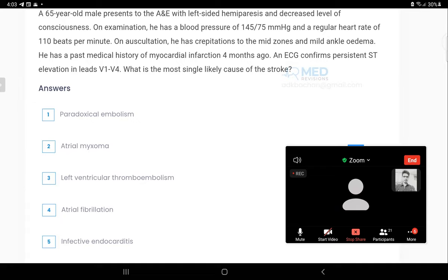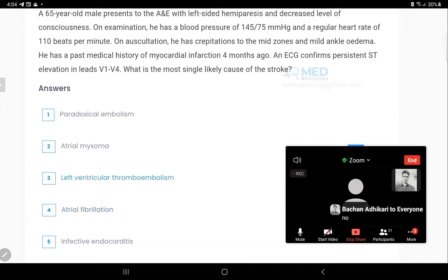Right now, there's persistent ST elevation. What is it? Is it a paradoxical emboli? Because right now he's having left-sided hemiparesis. Is it atrial myxoma? Is it left ventricular thromboembolism? Is it atrial fibrillation or infective endocarditis? So infective endocarditis is supposed to have a fever. We don't have it there. Atrial fibrillation, could it be atrial fibrillation? He comes in after 4 months. Is it atrial fibrillation? Yes or no? Look at the ECG, it just shows ST elevation.